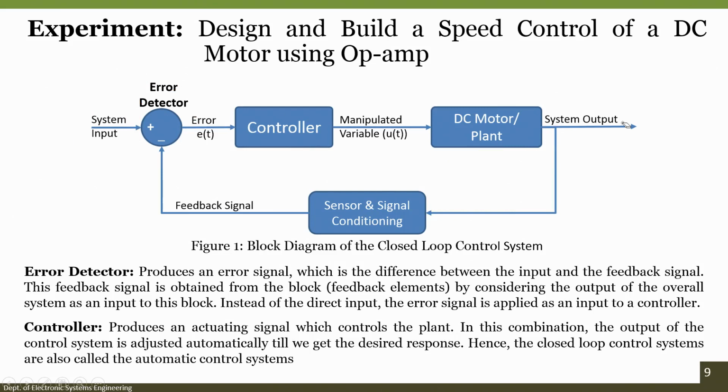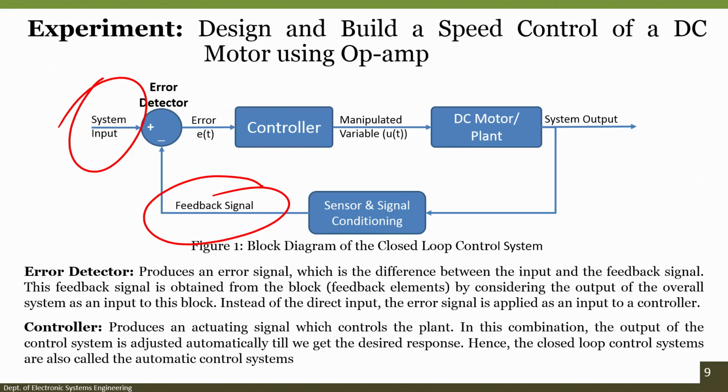The role of the error detector here is to produce an error signal, which is the difference of the system input and the feedback signal from the sensor and signal conditioning circuit. This feedback signal is obtained from the block we have shown as sensor and signal conditioning. When we talk about the signal conditioning circuit, we also have to understand sensors. If you remember, we have taken a topic on why sensors are important, how you can design sensors, and how you can fabricate those sensors. So, sensors are very important.